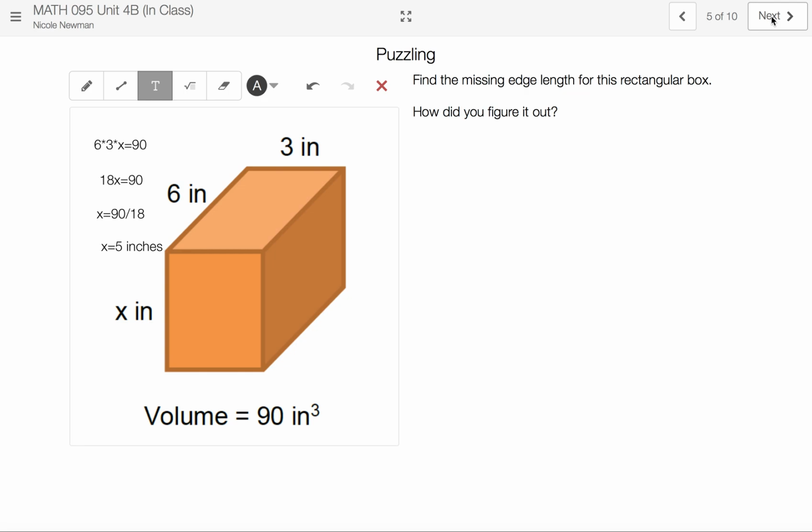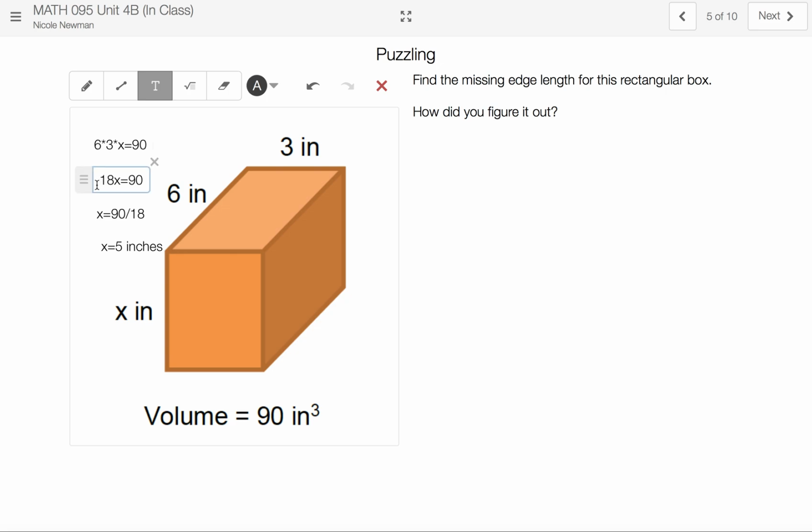For this one, here's some more puzzling. I'd like the missing edge length, and some students did this by trial and error. They did 6 times 3 times maybe 2 and figured out what that was and realized it wasn't 90, and so then they needed to start again. Oops. You could also do it algebraically. If you do 6 times 3 times x has to be 90, and then work on that a little bit.